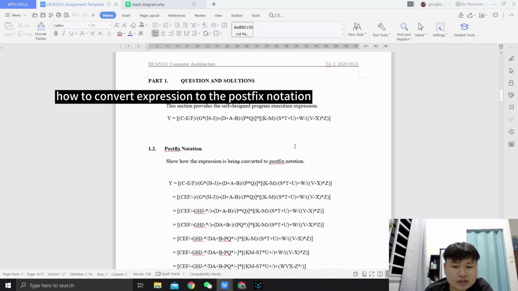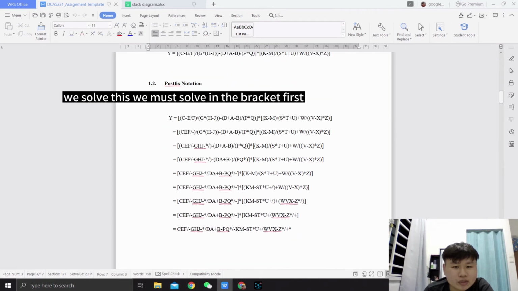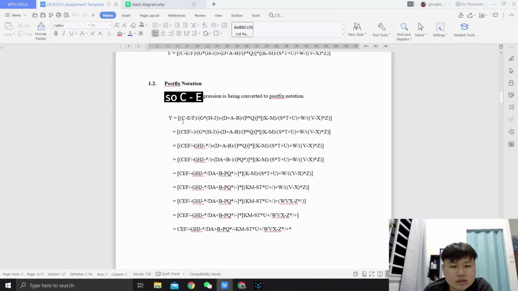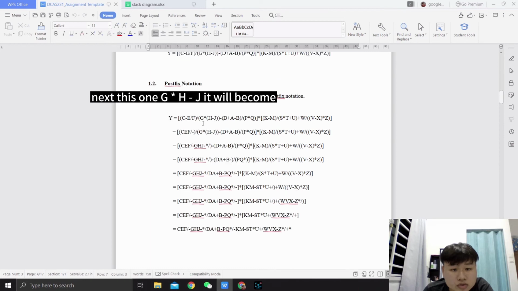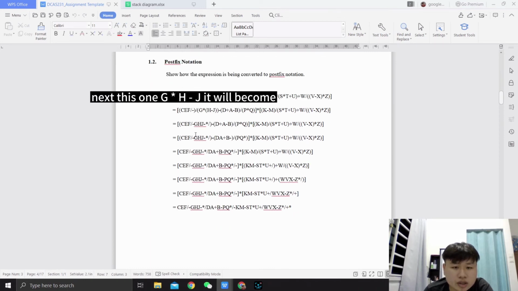The postfix notation. So this is our expression. We must solve inside the bracket first. So C subtract E divide F will become CEF divide subtract. Next, this one G multiply hash subtract J will become G hash J subtract multiply.